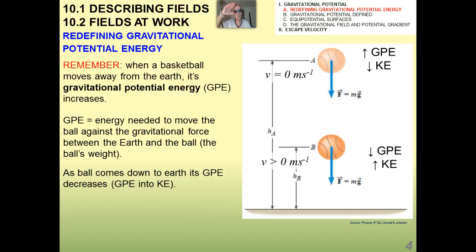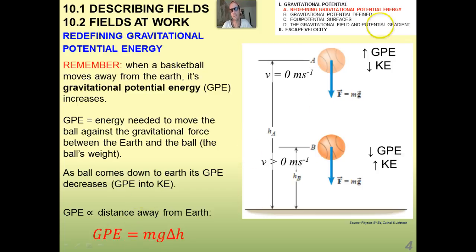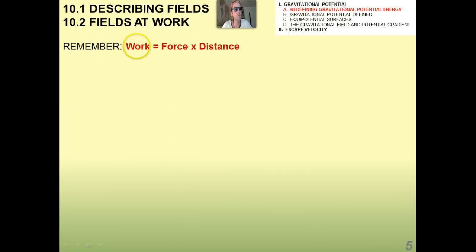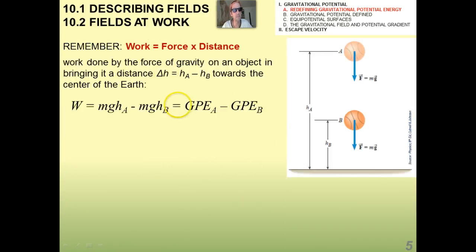As the ball comes down to Earth, its GPE decreases, but its kinetic energy goes up by conservation of energy, okay? And we said that, therefore, the gravitational potential energy is proportional to the distance away from the Earth, and in fact, we found exactly that GPE was mg delta h, okay? Again, a conservation of energy argument here, okay? Also remember that work is force times the distance, all right?